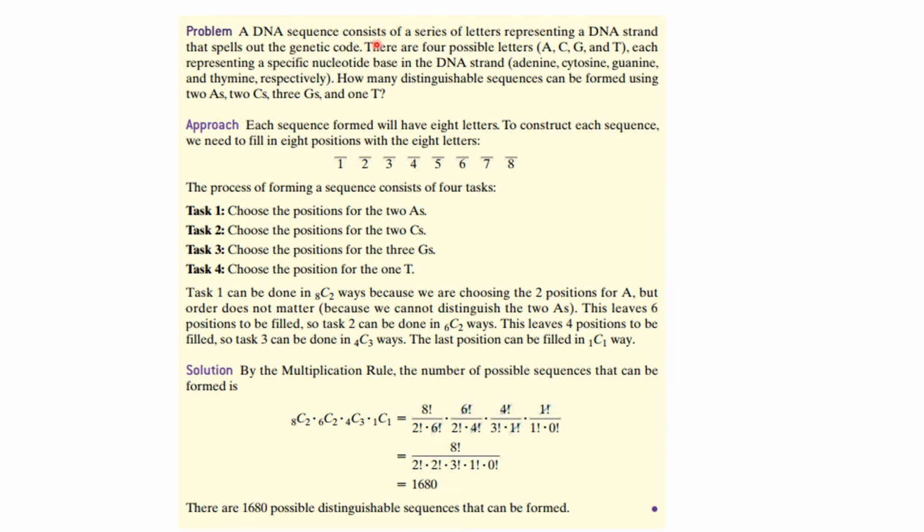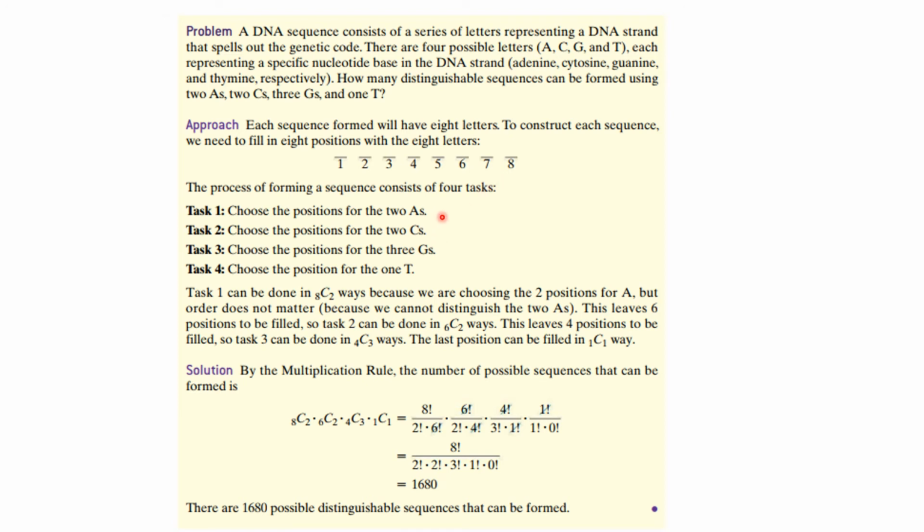Now here, a DNA sequence consists of a series of letters representing the strands that spell out the genetic code. And you have these different acids, so you have A, C, G, and T. Okay, so the question is, how many distinguishable sequences can be formed using 2 A's, 2 C's, 3 G's, and 1 T? Now it's important that you realize that you can't tell the difference between these 2 A's. So you're saying, I have 2, 2, 3, and 1, so that is going to be 8 slots that I'm picking things.